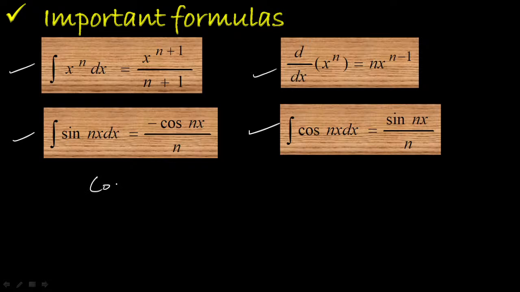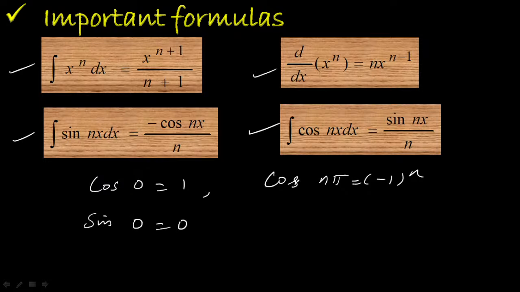You should also know the values of cos 0. The value of cos 0 is 1, whereas the value of cos n pi is minus 1 whole power n. Whereas the value of sin 0 is 0 and sin n pi is 0, where n is an integer. Here we have to discuss only integers, so the values of sin n pi we have to take as 0.